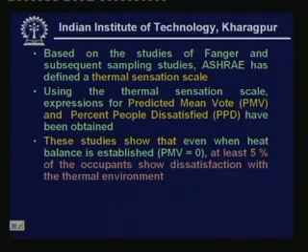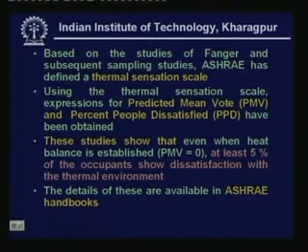That means when you are conducting the studies with 1000 people, at least there will be 50 people who say that they are not happy with the surroundings. That means it is impossible to satisfy all the occupants, even when everything is perfect. This is based on the sampling studies obtained at several places. And the details of these studies and these indices such as PMV and PPD are available in ASHRAE handbooks. One can look at the ASHRAE handbook, or one can read the excellent book on thermal comfort written by Professor Fanger. So with this I end this lecture.